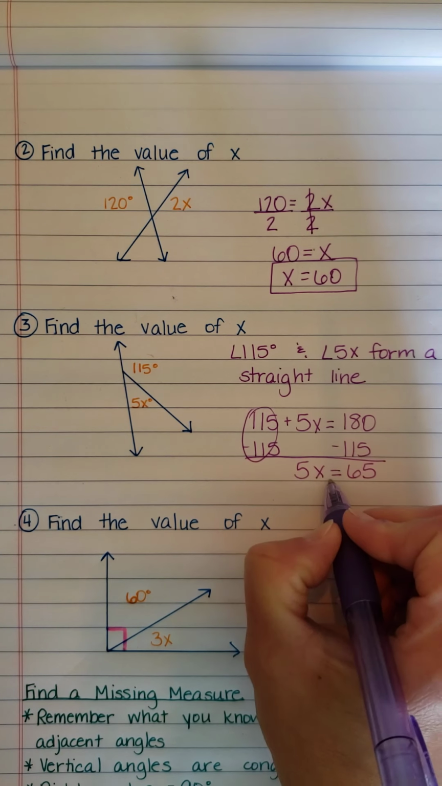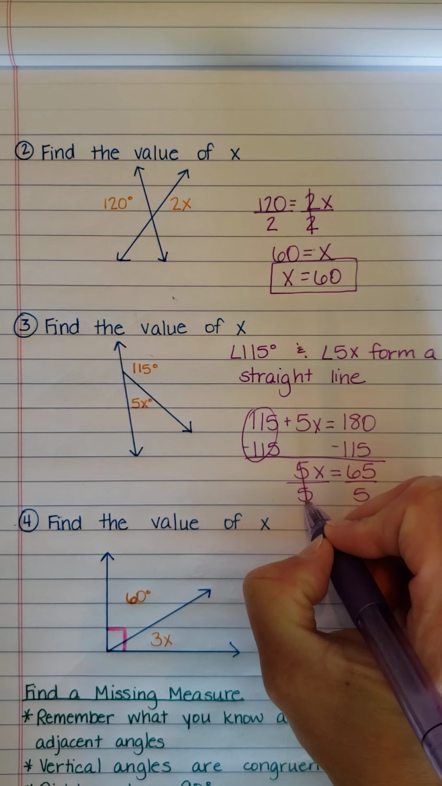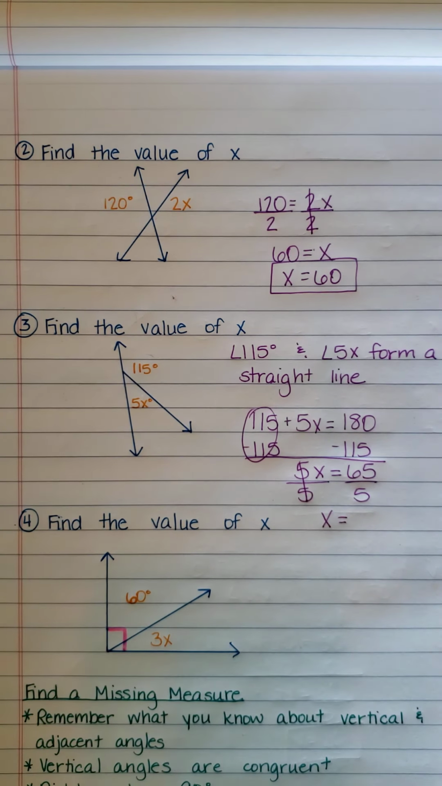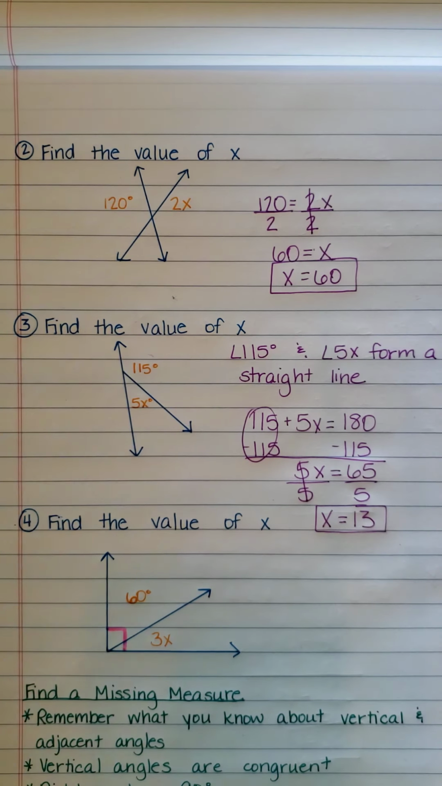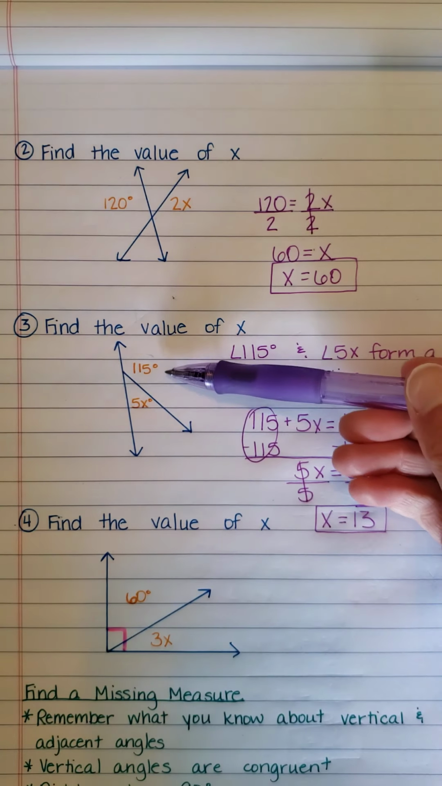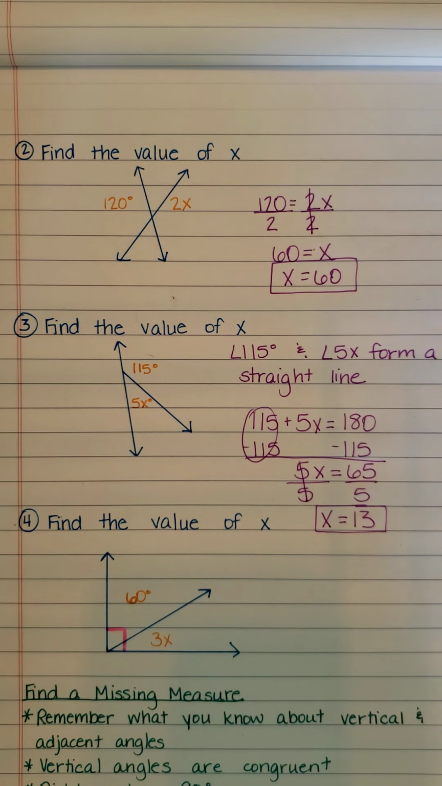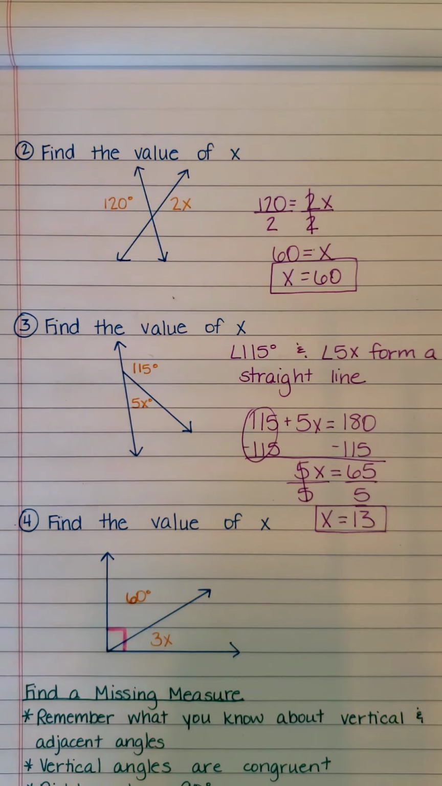Then I'm going to solve for x, so I have to divide each side by 5. So x is equal to 65 divided by 5 is 13. So x is equal to 13, okay? So since I had adjacent angles, pay attention to what those adjacent angles are forming. So here they were forming a straight line, and we know that straight lines are equal to 180 degrees, okay?